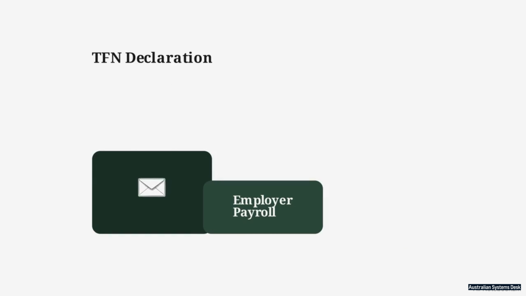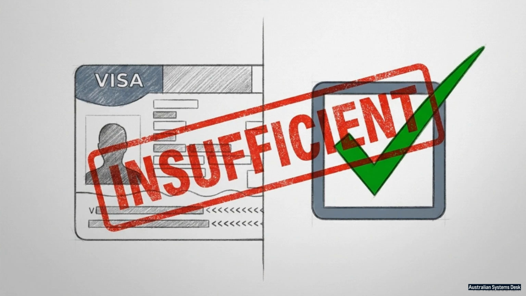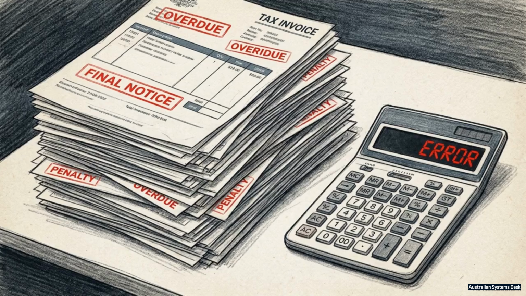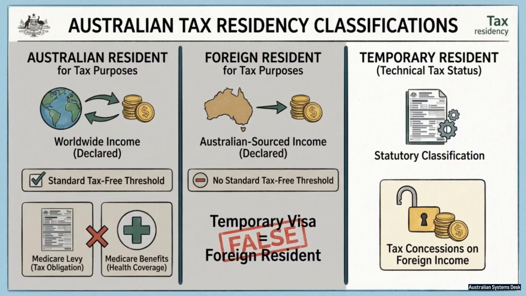A tax file number declaration is a reporting tool. It is not a binding residency determination from the ATO. Relying on an immigration label or a payroll checkbox is legally insufficient. These assumptions often lead to incorrect tax rates and unexpected debts. Australian tax law uses 3 distinct residency classifications. To avoid misreporting, you must correctly map your circumstances to one of these categories.